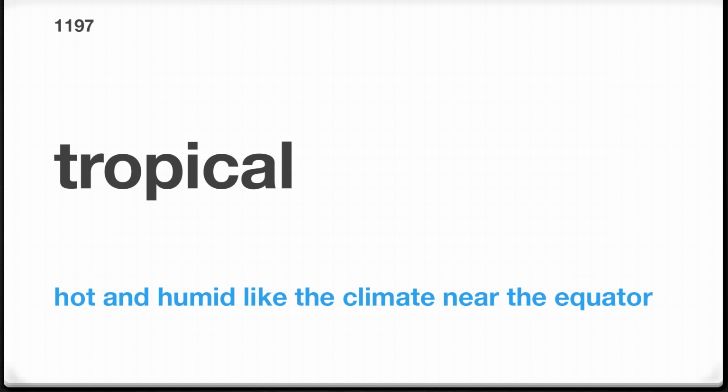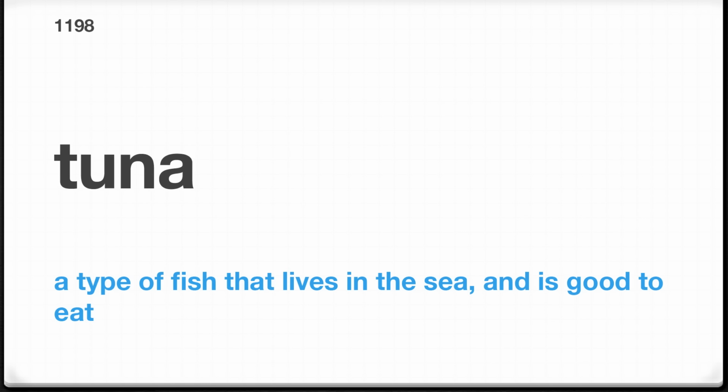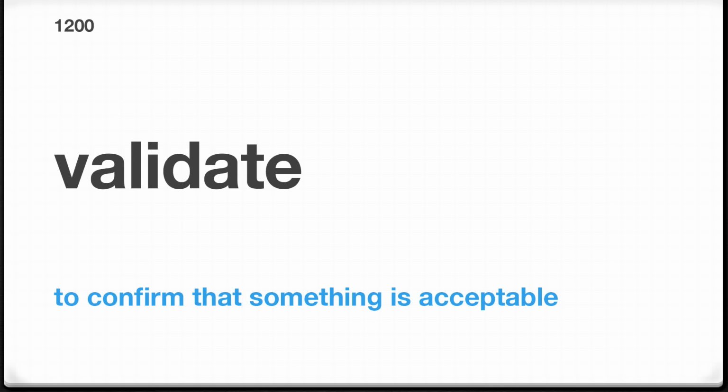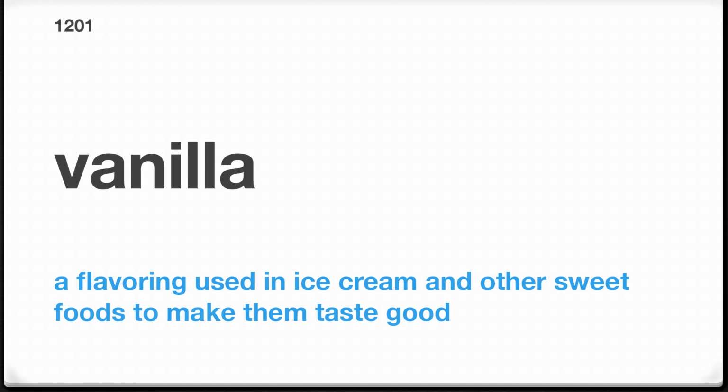Hot and humid like the climate near the equator. Tropical. A type of fish that lives in the sea and is good to eat. Tuna. Having no job. Unemployed. To confirm that something is acceptable. Validate. A flavoring used in ice cream and other sweet foods to make them taste good. Vanilla.